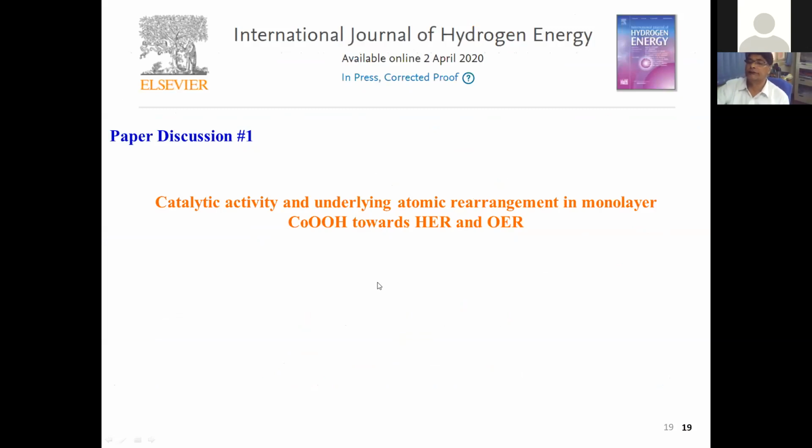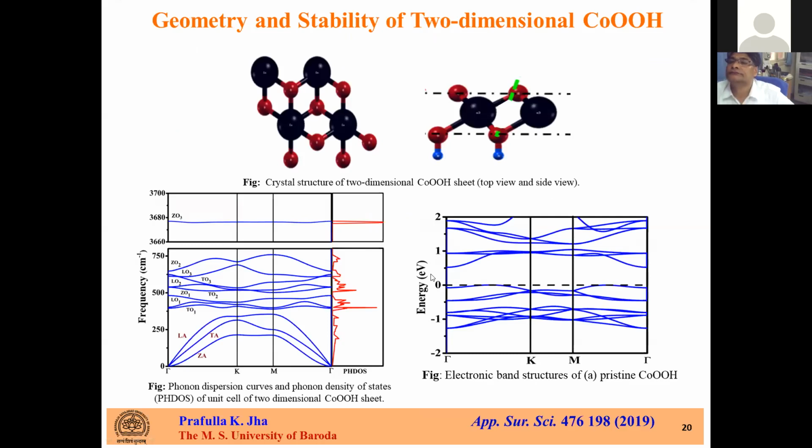So now we have the two-dimensional material, and we can make the monolayer of one of the Delafossite type of compound, the COOH, towards the hydrogen evolution reaction and the OER, right?